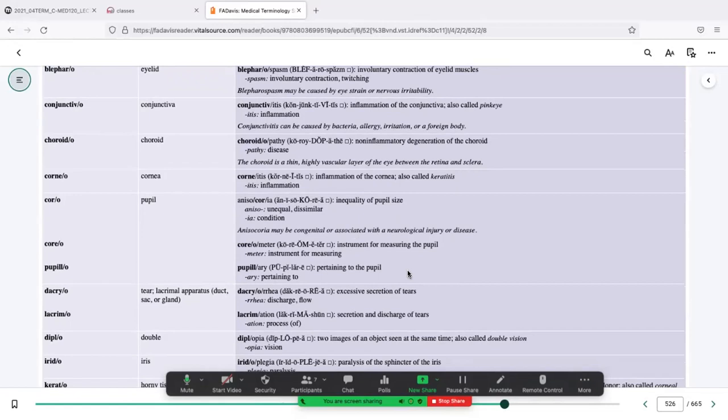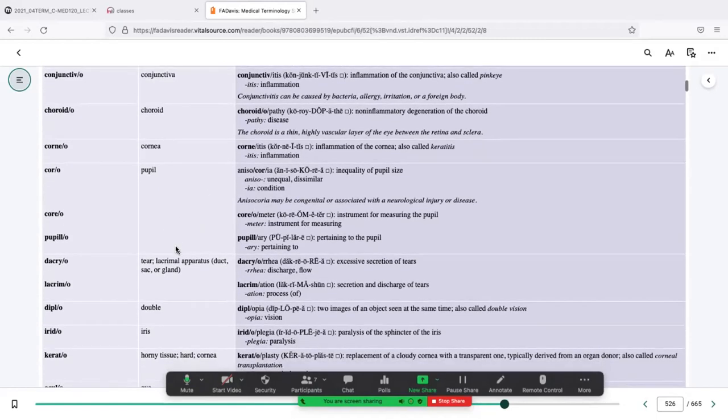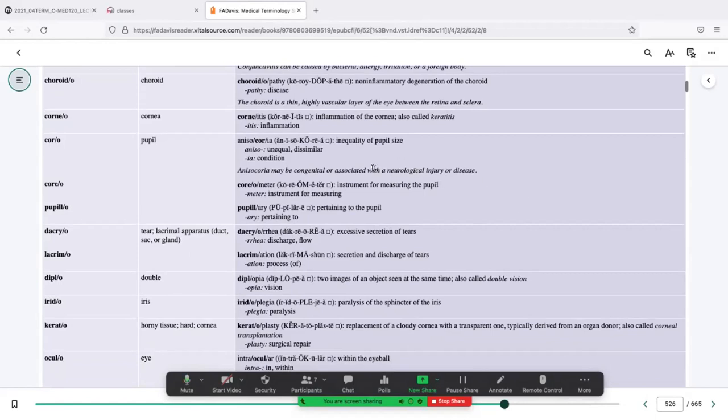Anisocoria. Aniso means unequal. Now, typically, if in a dark room I flashed a pen light in one of your eyes, both of your eyes should react, okay? And that's PERLA, pupils equal and reactive to light and accommodation. But if that doesn't happen, it could be a signal of brain damage or spinal cord damage, and that's called anisocoria. That's never a good thing. It means there's a neurological problem somewhere.